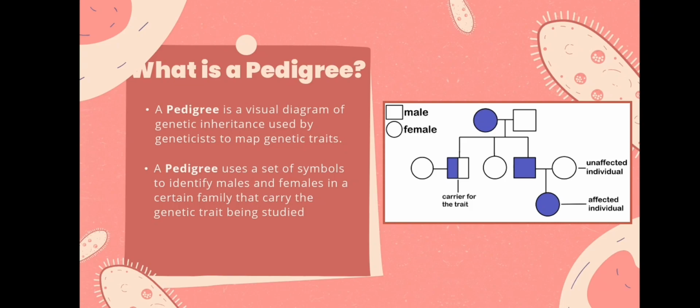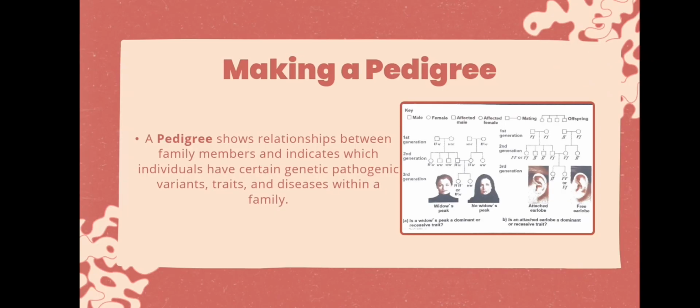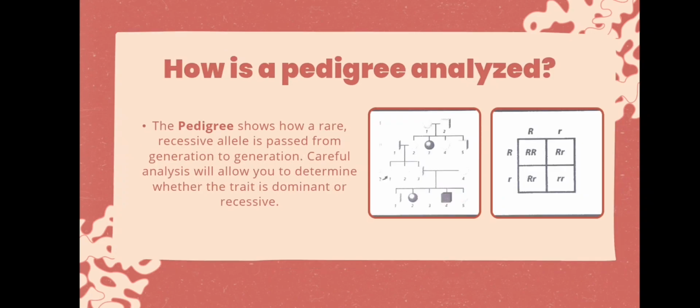A pedigree uses a set of symbols to identify males and females in a certain family that carry the genetic trait being studied. A pedigree shows the relationship between family members and indicates which individuals have certain genetic pathogenic variants, traits, and diseases within a family. A pedigree chart is a diagram that shows the occurrence and appearance of phenotypes of a particular gene or organism and its ancestors from one generation to the next.